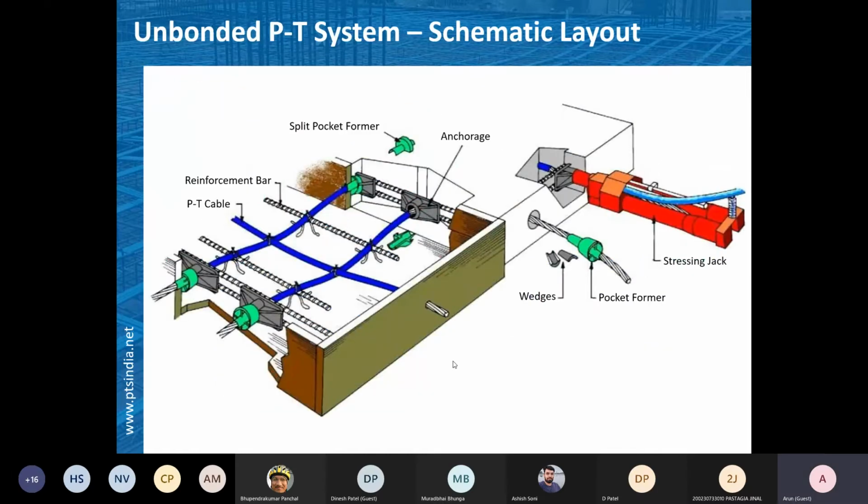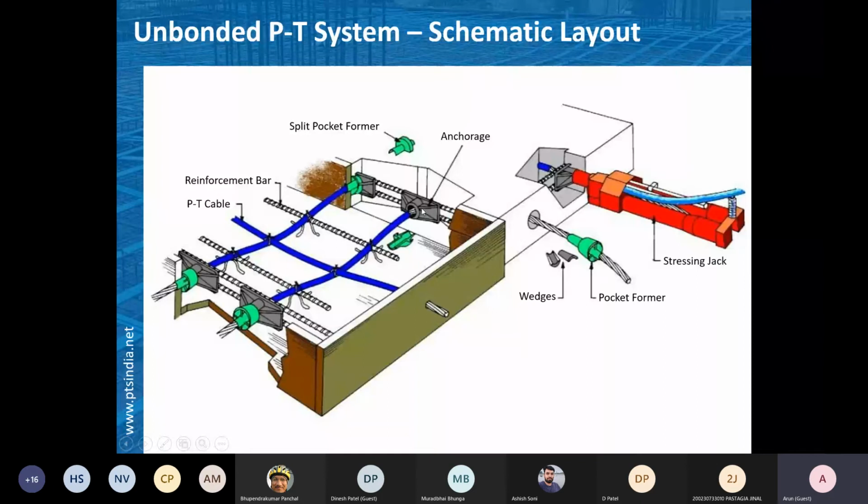This is a schematic layout of the system. The far end portion has already been installed and cast, and now it is time to stress that part. Here you can see the broken part, a part of the anchorage, where you are reaching. You first remove the pocket former, apply the wedges, and then stress the cable, and then do the next activities. The beauty of this is that you can have this first pour and this second pour, so there is a construction joint over there.